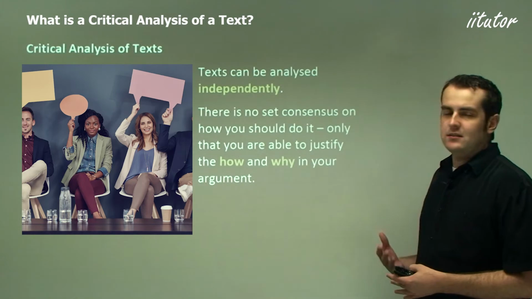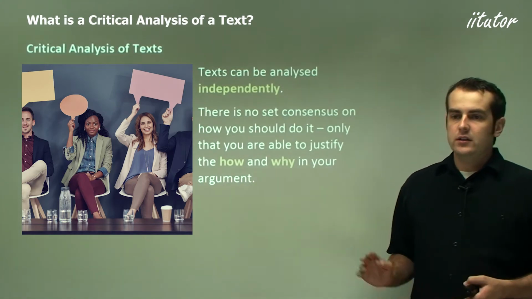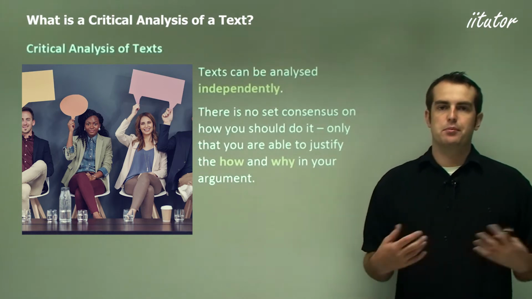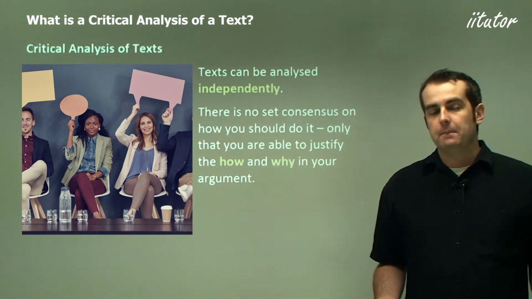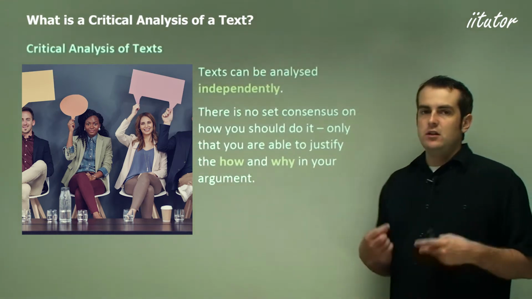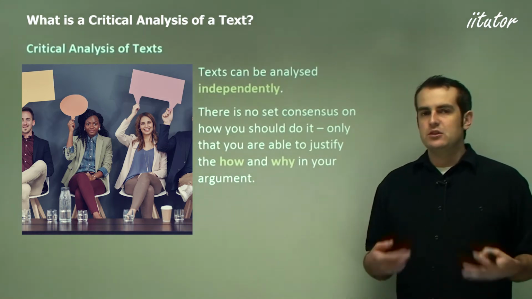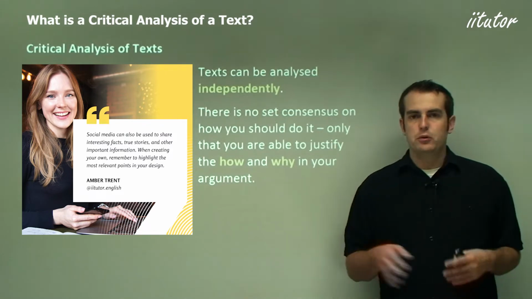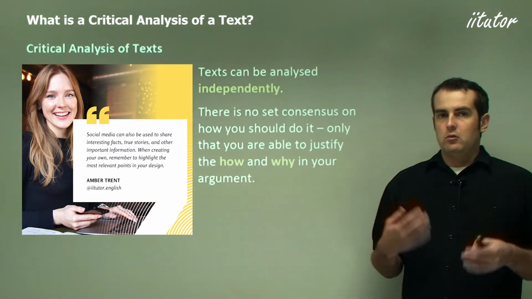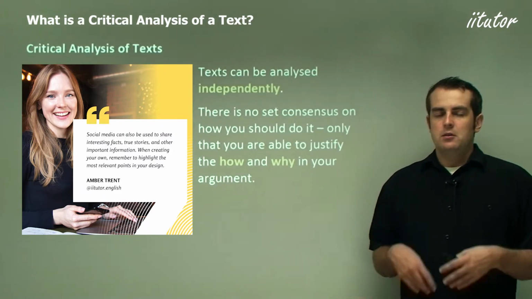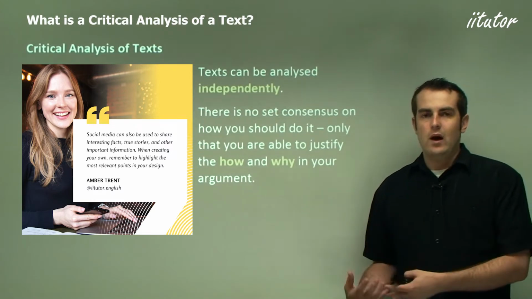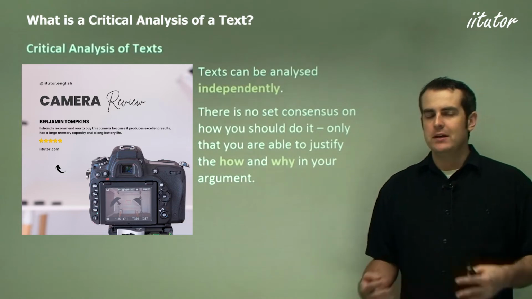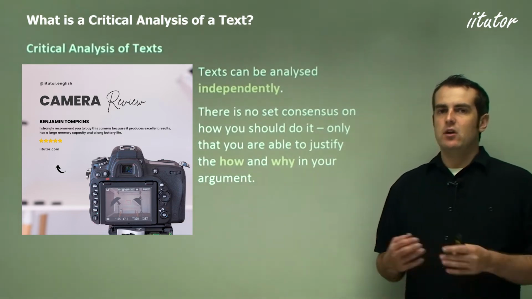There is no set consensus on how you should analyze a text, only that you are able to justify the how and why in your argument. So in other words, you must be able to prove it. Now, you can use your opinion all you want, but you need to be able to prove it, and you need to write it using objective reasoning. You're not putting your own personal opinion in there, or taking it personally, but you are including your opinion in such a way that you're talking about what facts are important to the overall meaning in the text. That's your opinion, but you're writing about it in an objective way.